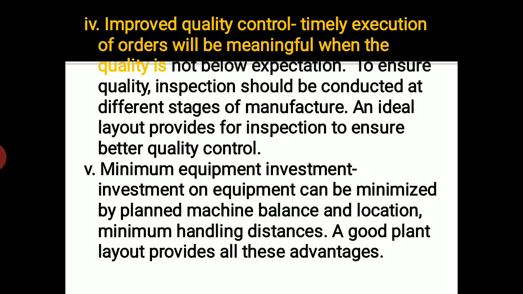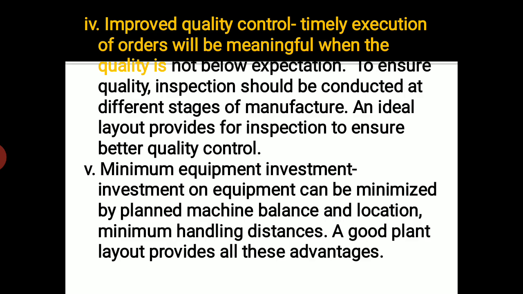The fourth one is improved quality control. That means timely execution of the orders will be meaningful when the quality is not below the expectation. To ensure quality, inspection should be conducted at different stages of manufacture. An ideal layout provides for inspection to ensure better quality control. Once you have a proper layout, the supervision, just before a few minutes I had a point on supervision, right? That means supervision or inspection can be done very easily. We can ensure that each and every process is going properly, and that helps to have better quality control.